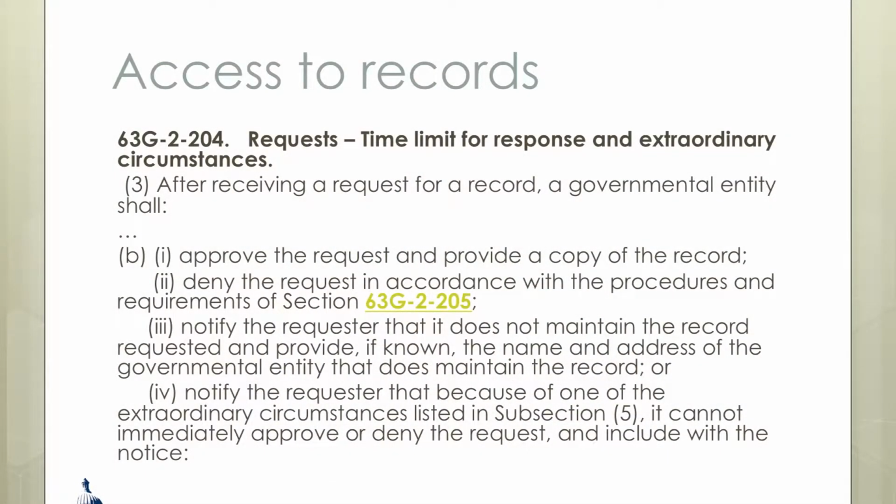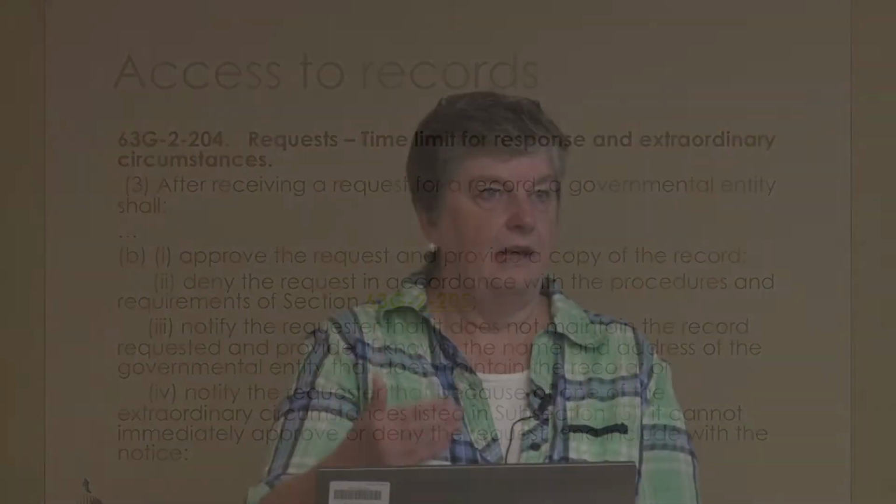Okay. So anyway, back to the possible responses. In the first place, you can approve the request and provide a copy of the record. Actually, when you get a request, there's a series of questions you should ask yourself first. Is it a record? And if it is a record, do I have it? If it's something that you don't have, then the third possible response here is notify the requester that it does not maintain the record requested and provide, if known, the name and address of the governmental entity that does maintain the record. So if you don't have it, then a referral is a response.